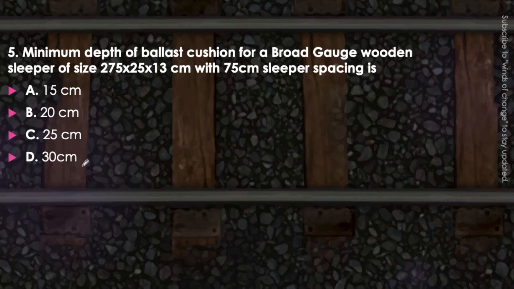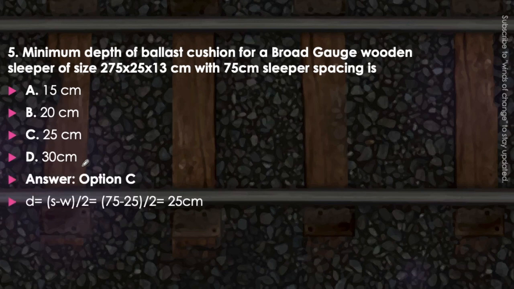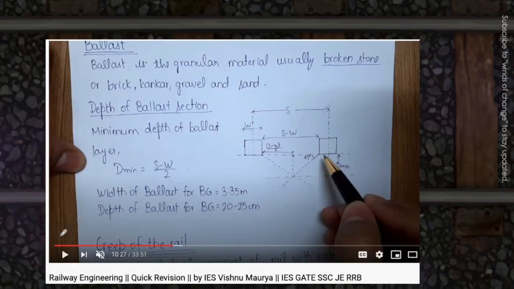Just think about it. It will be obtained by the formula D equal to (S minus W) upon 2. From where this formula is obtained, we have explained in the revision video of railway engineering. You can watch it on this channel only, and the link is also given in the description box. You can refer there also. In this you can see the depth of ballast section is explained properly. This S is the sleeper spacing, that is center to center spacing between the sleepers, and this depth D minimum of the ballast cushion can be determined from it, where W is the width of the sleeper.